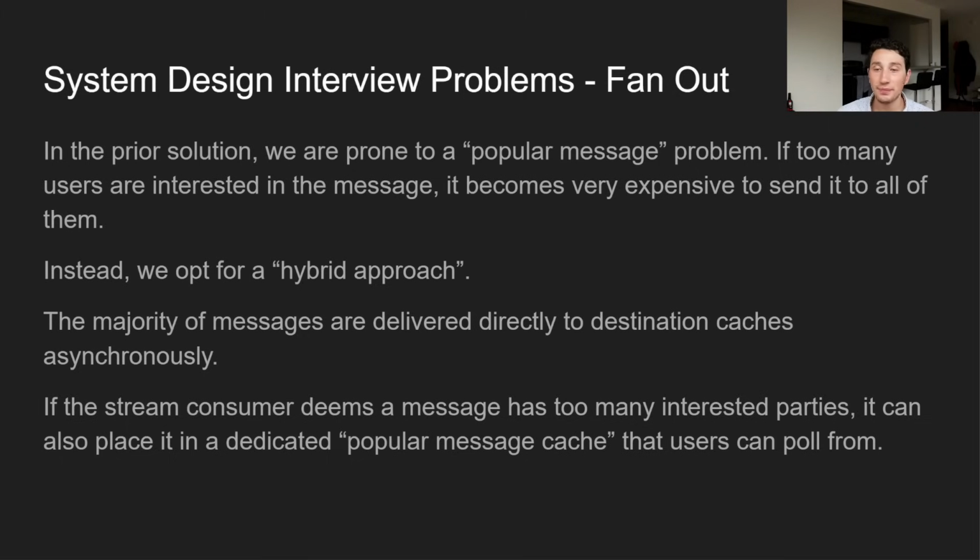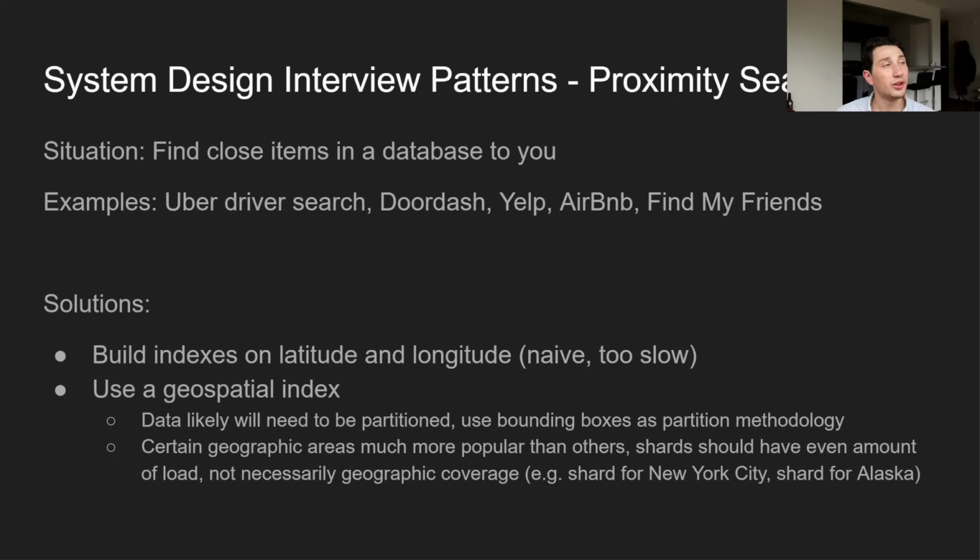And so as a result, for messages like that, the stream consumer is going to notice how many places it has to deliver it to, and it's going to instead opt to just deliver it to some sort of popular message cache. This way, we ultimately build out a hybrid approach where all of the messages that are not super popular are sent to all of the individual users that are interested in them, and for popular ones, those same individual users can occasionally pull from the popular cache and generate the necessary state there.